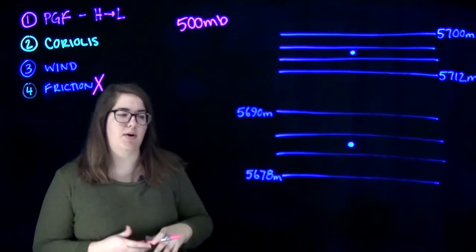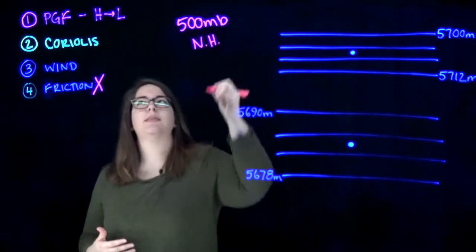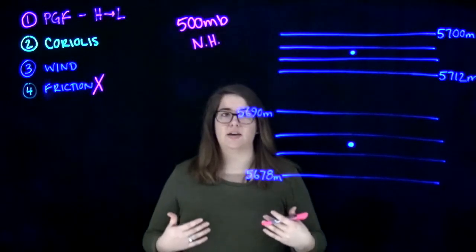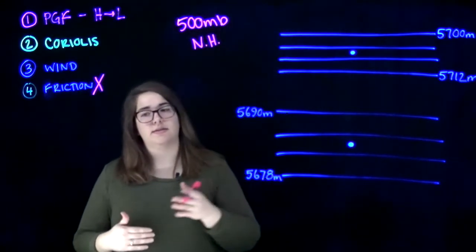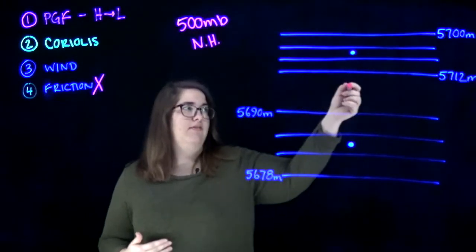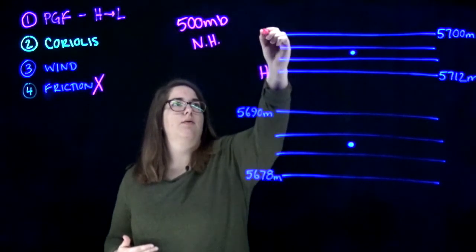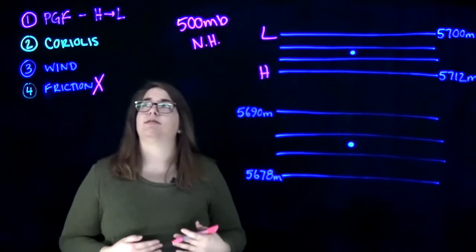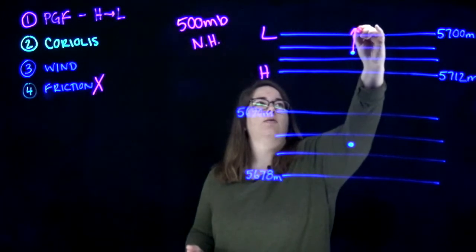In our 500 millibar altitude, in the northern hemisphere, again, we have to first identify where our high and our low pressure is on our force diagram. So again, like the sea level pressures, the higher number relates to the higher pressure. So 5,712 is larger than 5,700, so our high pressure is lower here than our low pressure at the top. That's important to note because that's what drives our pressure gradient force. It always travels from high to low.